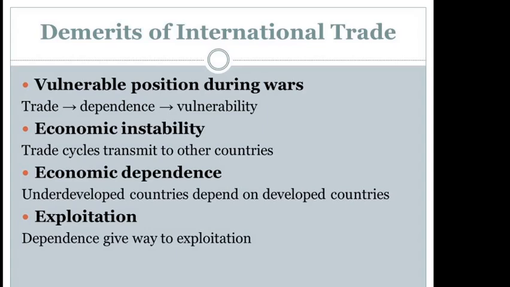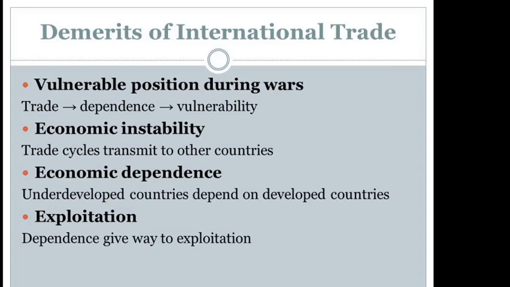Third point, economic dependence. The underdeveloped countries have to depend upon the developed countries for their economic development. So trade may bring about a sort of dependence. The underdeveloped countries may have to depend on developed economies as they are importing many of the commodities from developed countries. So it will naturally bring about an economic dependence.